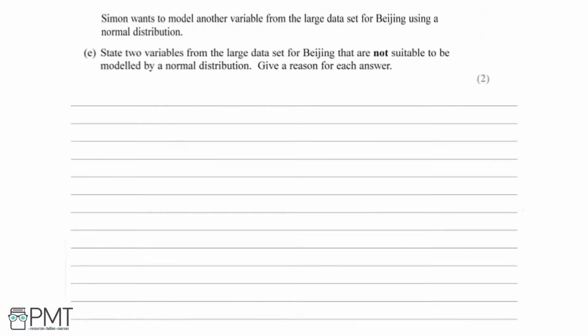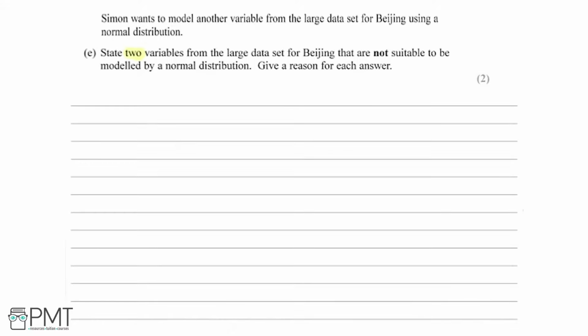Lastly, we're told that Simon wants to model another variable from the large dataset for Beijing using a normal distribution, and part E says we need to state two variables from the large dataset for Beijing that are not suitable to be modelled by a normal distribution, giving a reason for our answer. And this is for 2 marks. And we need to make sure we list two variables, because we might read this quickly and just list one and lose a mark. So make sure we list two.